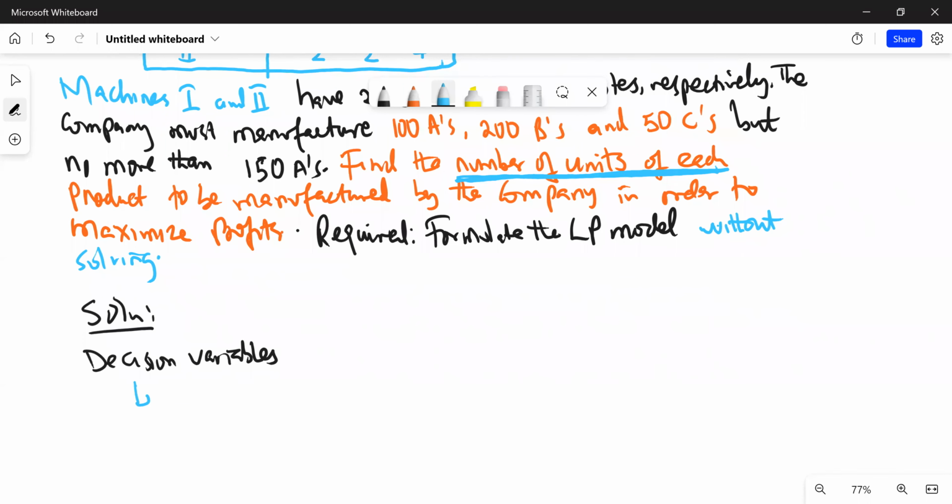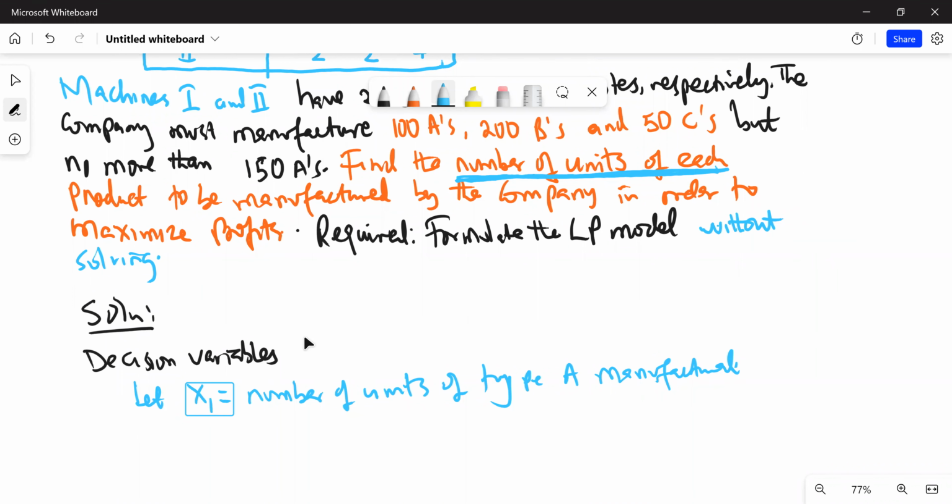So we say, let X1 be the number of units of type A produced or manufactured. So, that is unknown. From the word go, we don't know that. And the question is to find out their value. How many should we produce of type A and of type B and of type C to maximize profits?